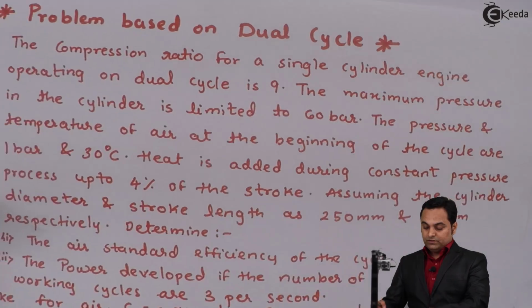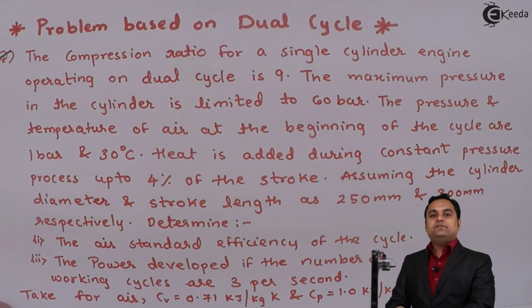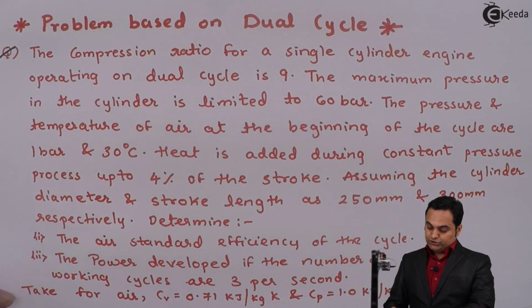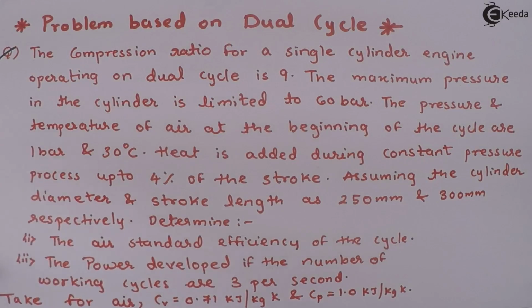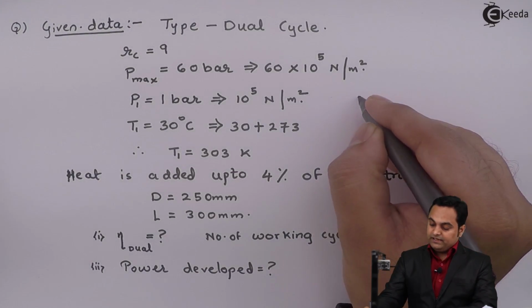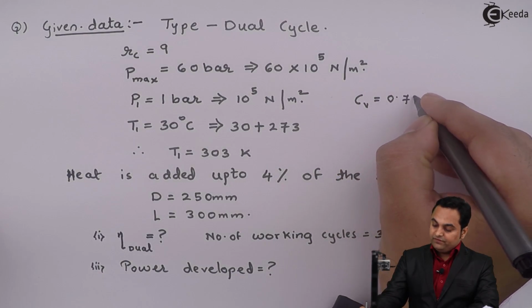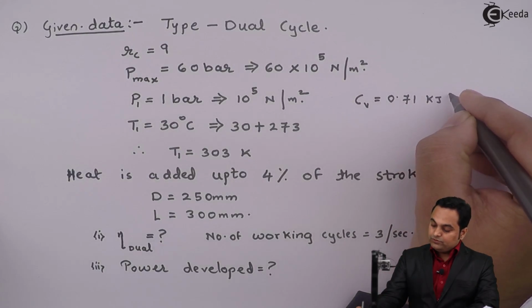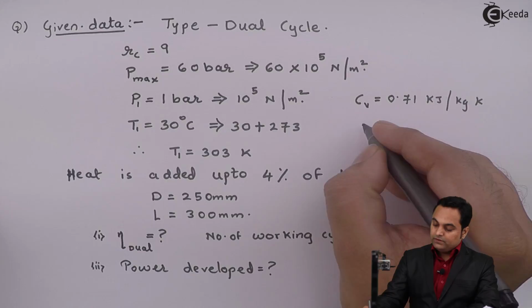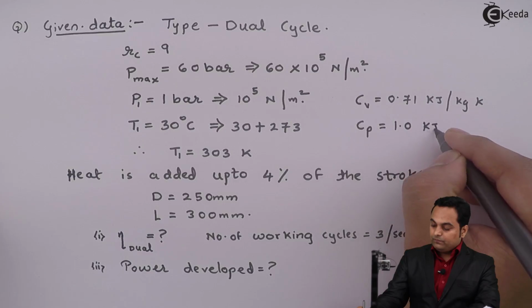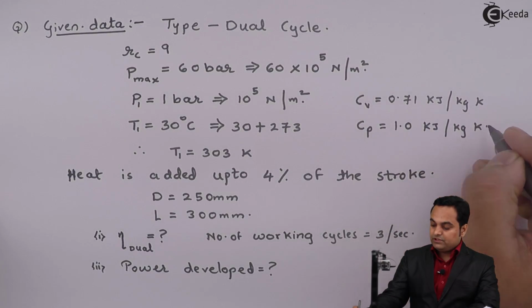Next, take for air, since the cycle we have here, it is also called as air standard cycle, wherein we are considering the working medium as air. So Cv, specific constant volume, is given, and Cp, specific constant pressure, that is given. So I'll write down the values, that Cv is equal to 0.71 kilojoule per kg Kelvin, and Cp, specific constant pressure, 1.0 kilojoule per kg Kelvin.